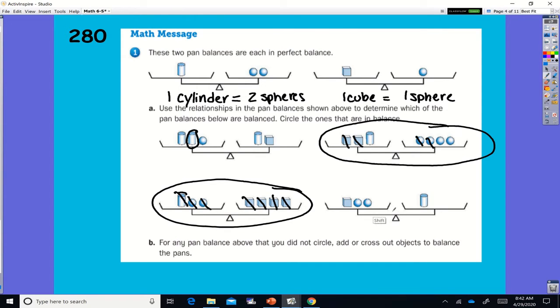Now see if you can figure this last one yourself. So I know 1 cylinder is equal to 2 of these, so I'm going to cross those out, but we have this left over, so that's not going to work. Then for letter B, it says for any pan balance above that you did not circle, add or cross out objects. Well, we kind of already did that when we showed our balance. We know that this cube is not going to work and this cylinder is not going to work to make them balanced. Okay, that's what we're going to be doing today, but we're actually going to be using numbers with this.